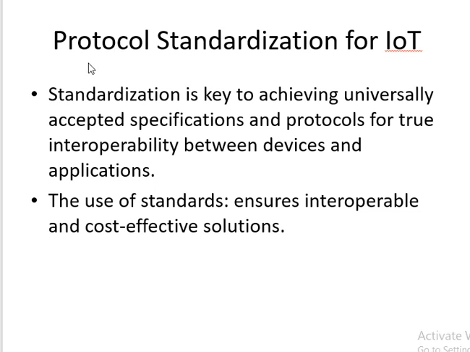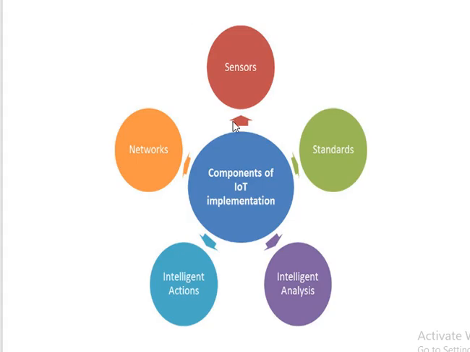So, when it comes to protocol standardization, standardization is key to achieving universally accepted specifications and protocols for true interoperability between devices and applications. The use of standards ensures interoperable and cost-effective solutions. These pictures tell about the components of IoT implementations, which are sensors, standards, intelligent analysis, intelligent actions, and networks.